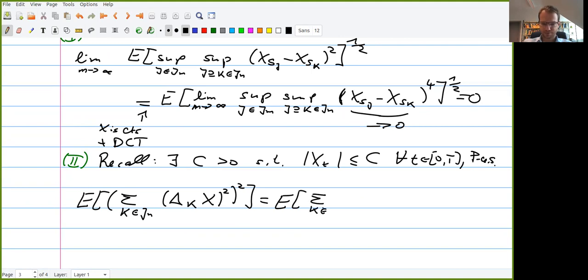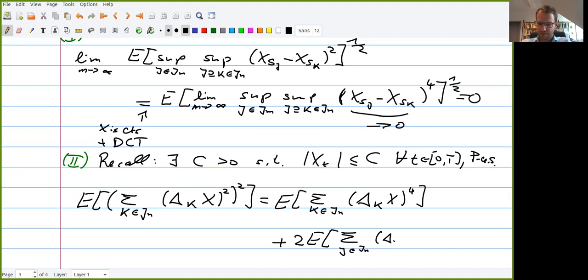So this is the sum over j, k, and X to the power 4. Now we get some extra terms, which are twice this, by the binomial formula. So there's not so much going on here. We get the sum over all n, and then the increment twice, and now the sum over all k in Jn, such that, okay, we order them a bit.